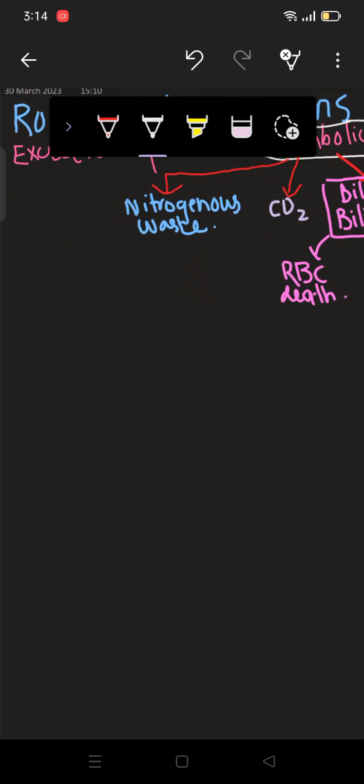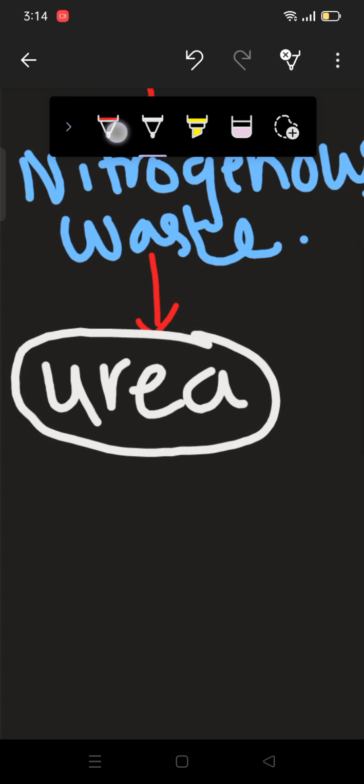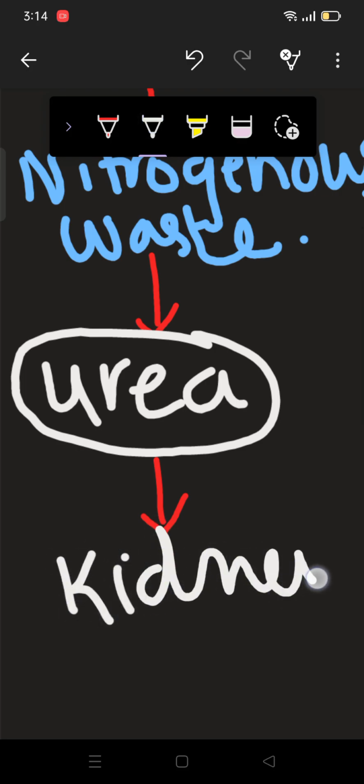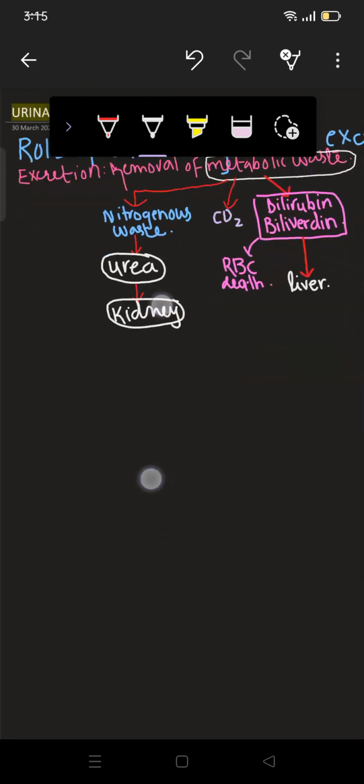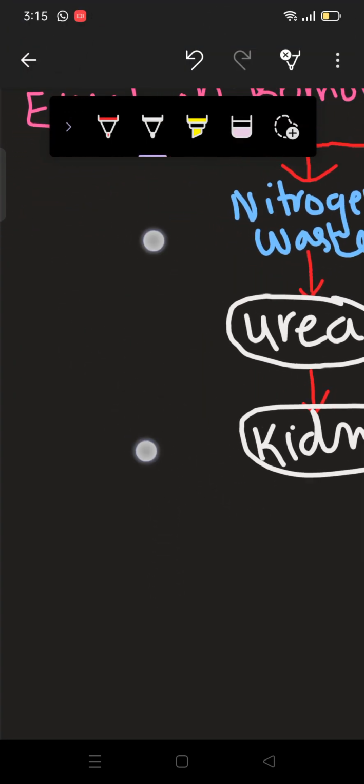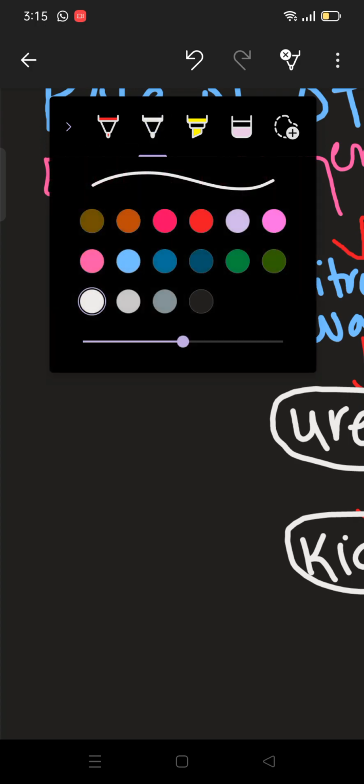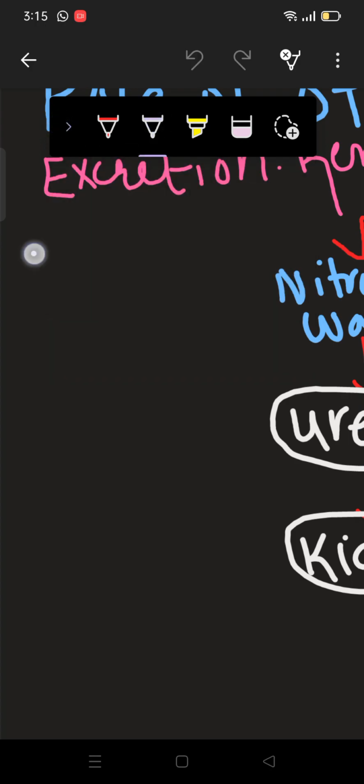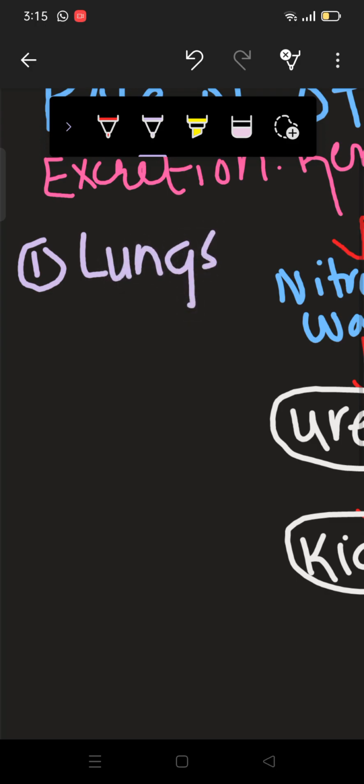Now, as we have talked about nitrogenous waste, what does it include? Urea, which was made in the liver, and urine was made in the kidney. So here I am writing kidney. Now let's talk about the organs. First, we have the lungs.